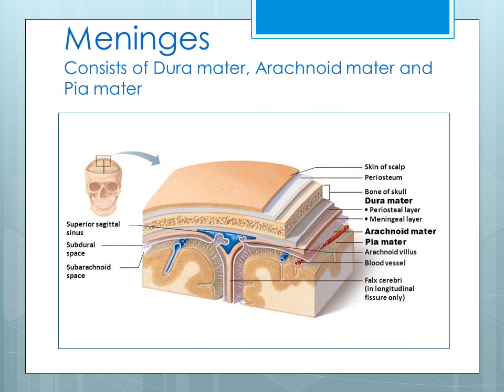This picture shows the layers of the skull including the meninges. The meninges is actually made of 3 layers, namely the dura, arachnoid, and pia mater. It slots between the skull bone and the brain itself.